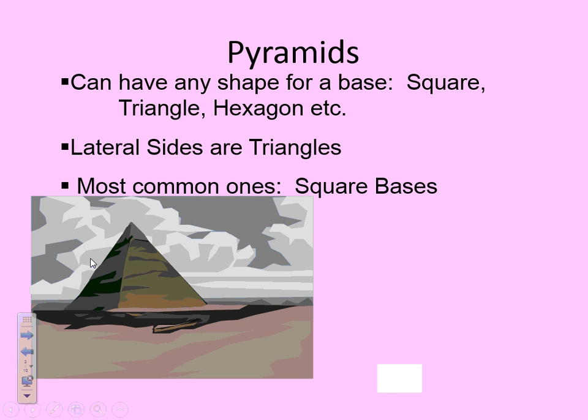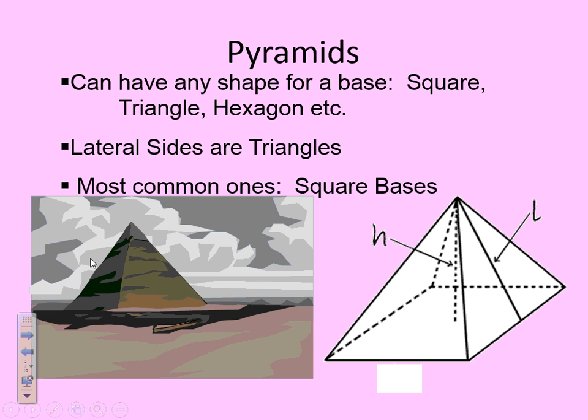This first slide here, ladies and gentlemen, you don't have to write this in your notes, okay? So pyramids can have any shape for a base. It can have a square, a triangle, a hexagon, an octagon, a dodecagon, anything that they want. Now, the lateral sides are the triangles, and the most common pyramids are square base pyramids, okay? There's an example of a pyramid.